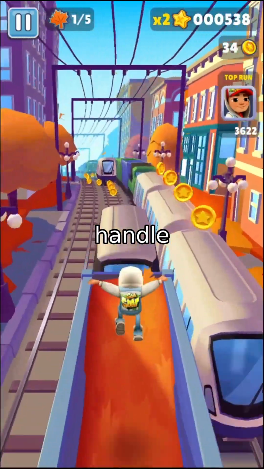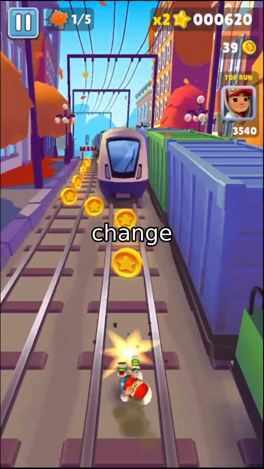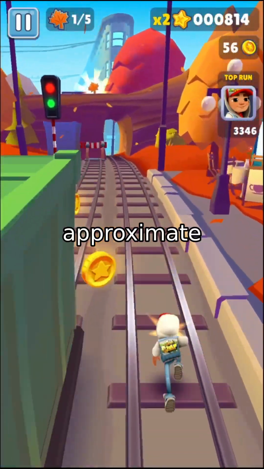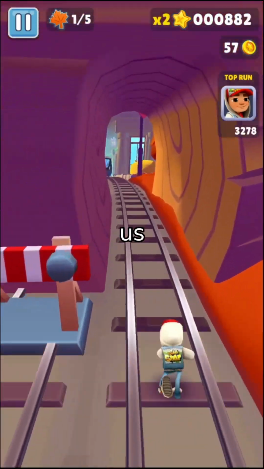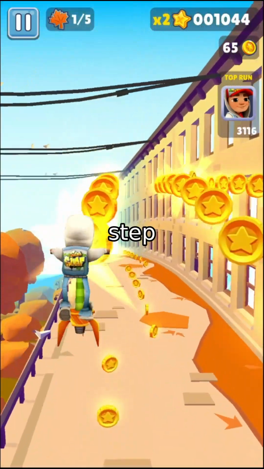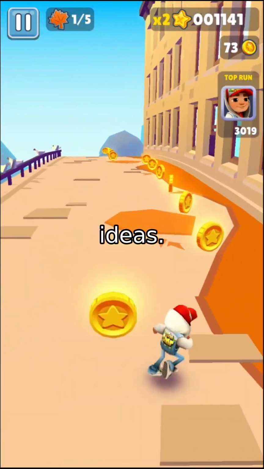Ever wondered how computers handle tricky logic problems where rules can change or contradict each other? Today, we're diving into a fascinating concept called Approximate Fixpoint Theory, a tool that helps us navigate complex systems where traditional logic falls short. Let's break it down step by step, starting with some foundational ideas.